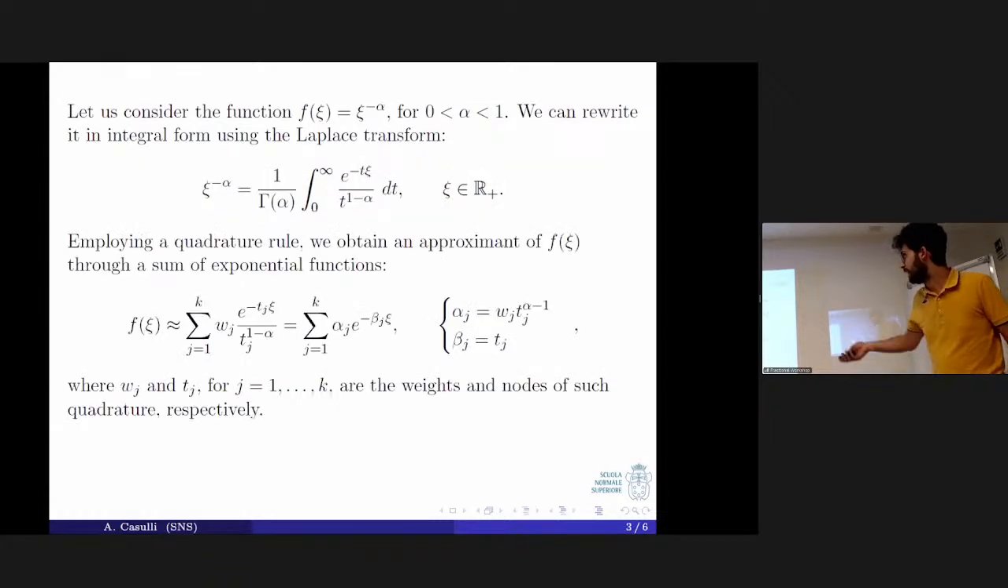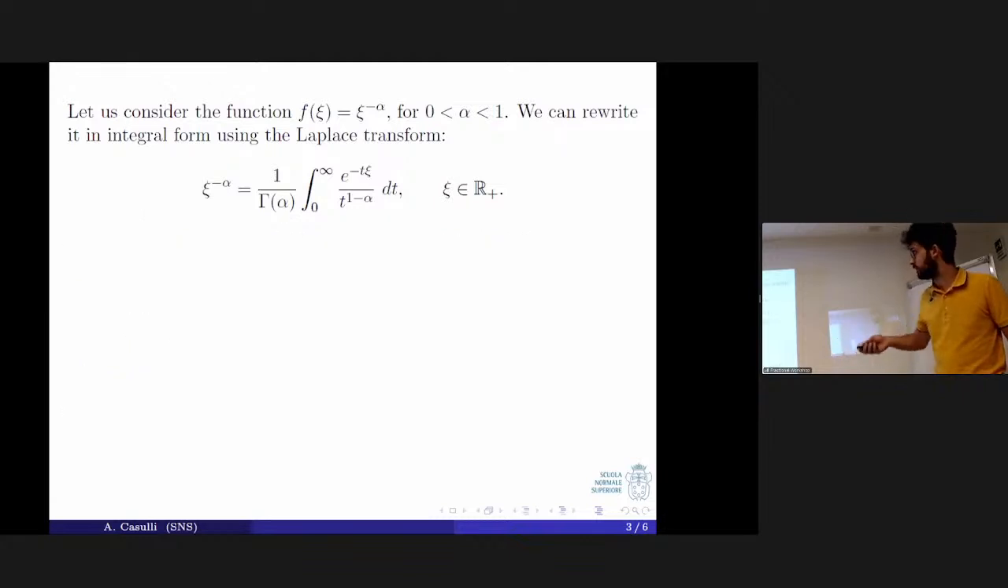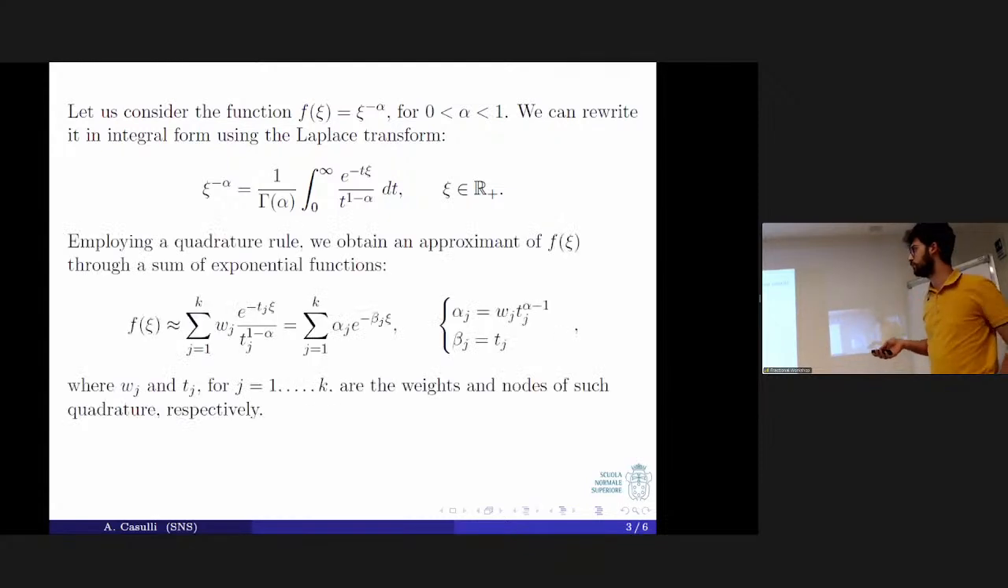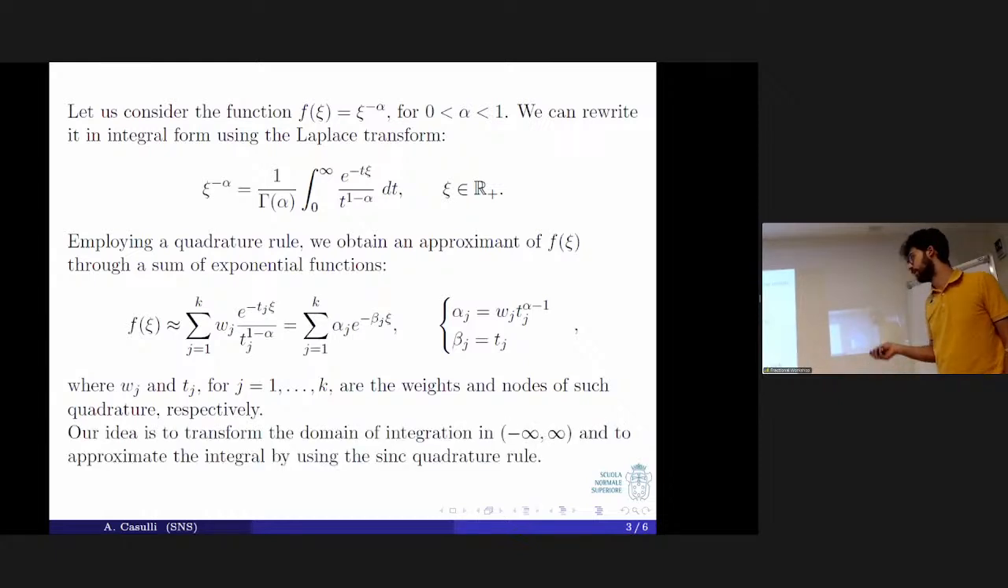Our idea is to represent the function x to the minus alpha by its integral form, and then to approximate this integral by a quadrature rule to write the function x to the minus alpha as a sum of exponentials. To approximate the integral, we use the sinc quadrature rule.